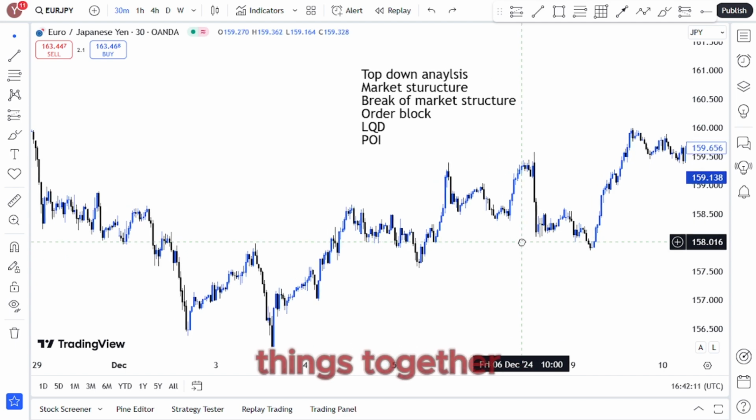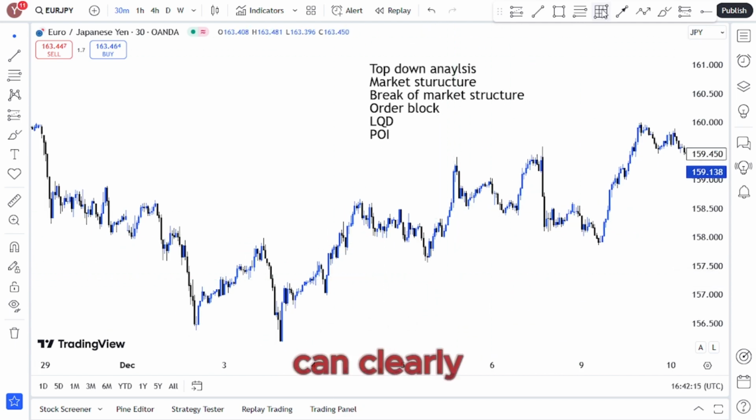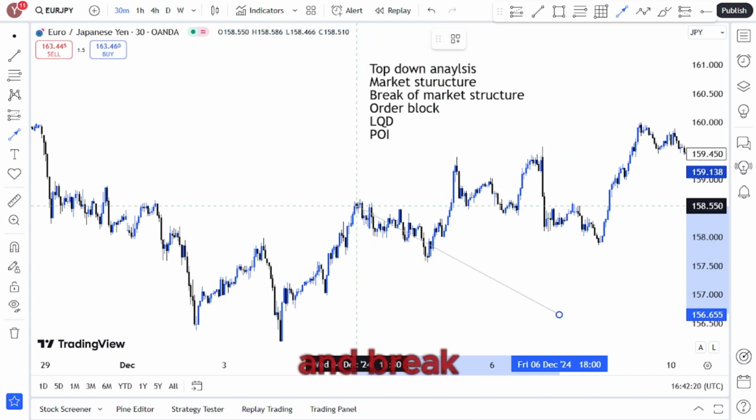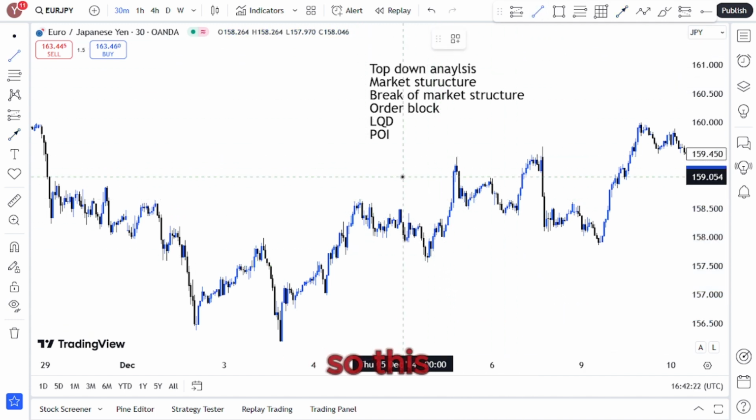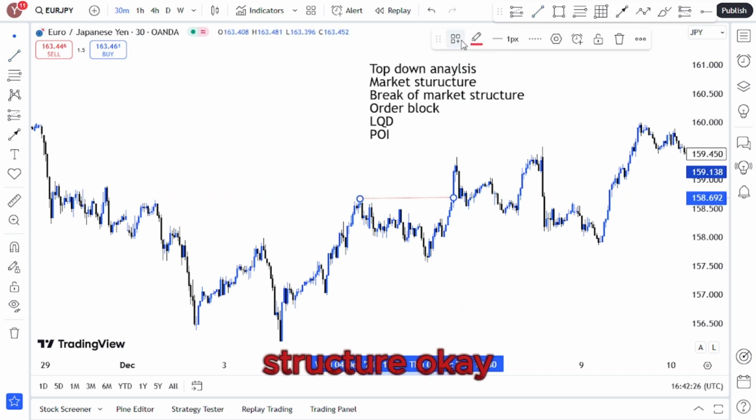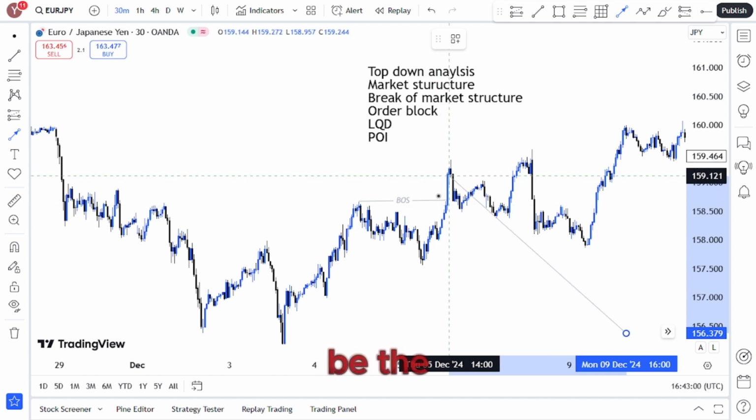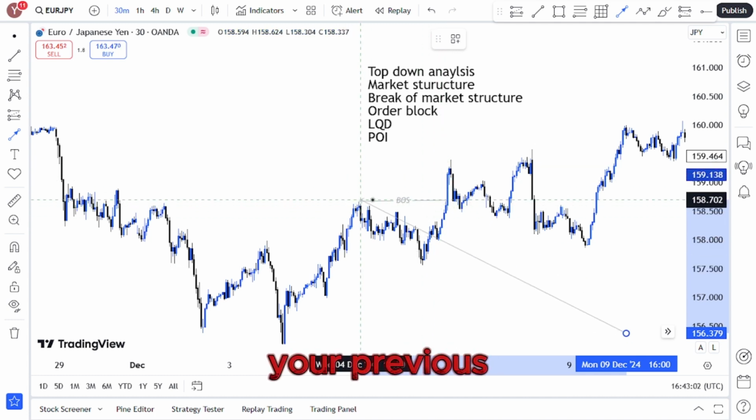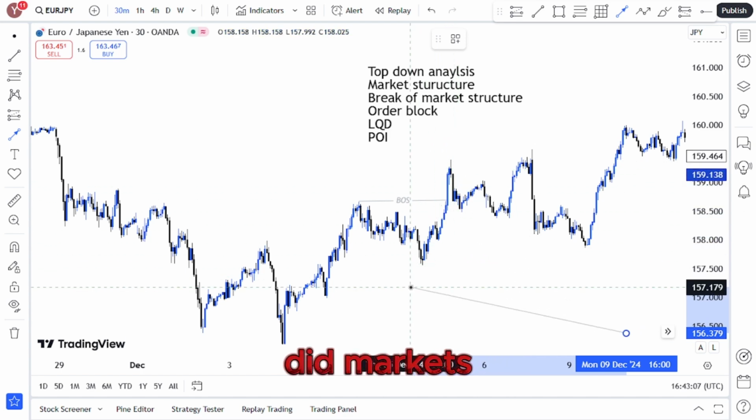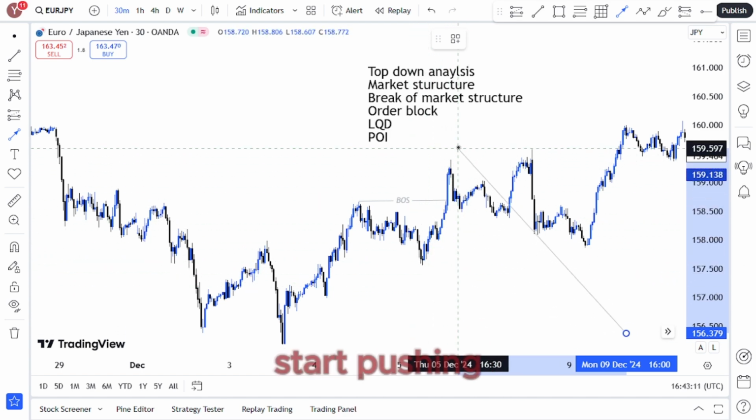So putting all these things together, firstly, let's look at break of market structure. You can clearly see that price from here pushed up and break structure to the left hand side. So this is called your break of market structure. Okay, so break of structure. Since this move has to be the move that take out your previous high and created a new high, where did market start pushing to the upside? Where was the last candle before price start pushing to the upside?